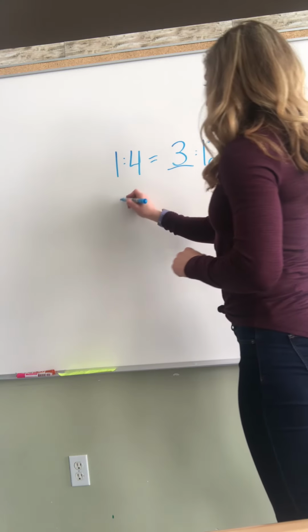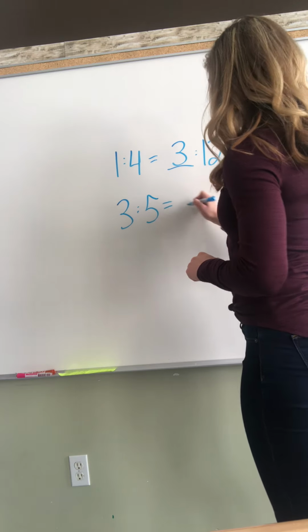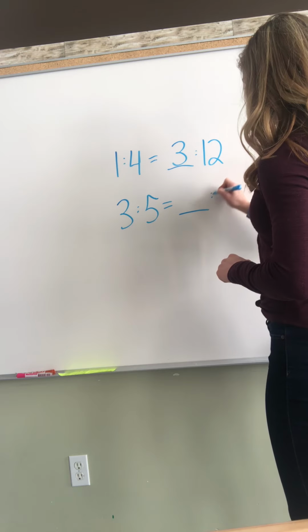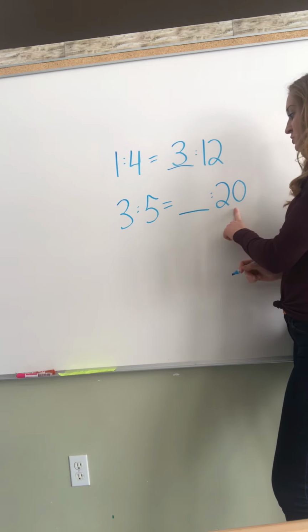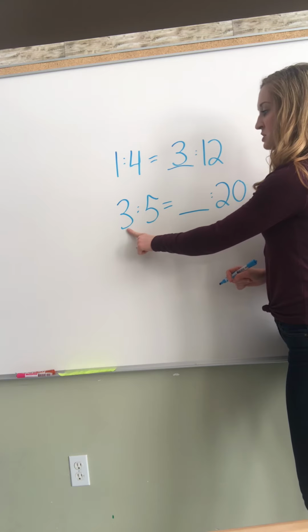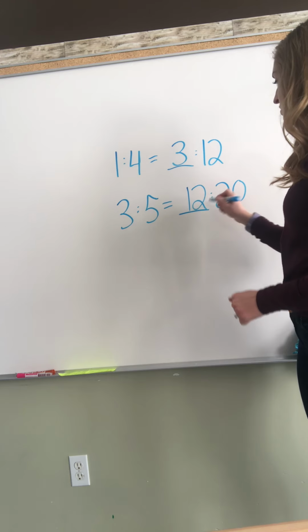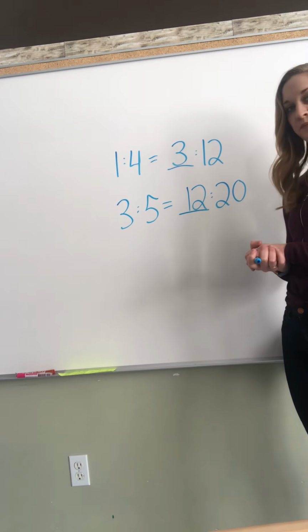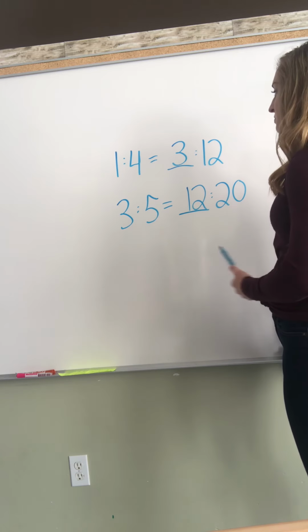Okay. Another example here, then I've got 3 to 5. We're going to find what that's equivalent to. So it's something to 20. To get from 5 to 20, I had to multiply by 4. So that means I'm going to have to multiply this by 4 as well. So 3 times 4 is 12, so I can fill that in there. Okay? So we can find the missing number using equivalent ratios.